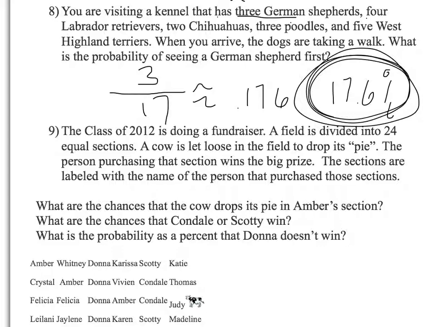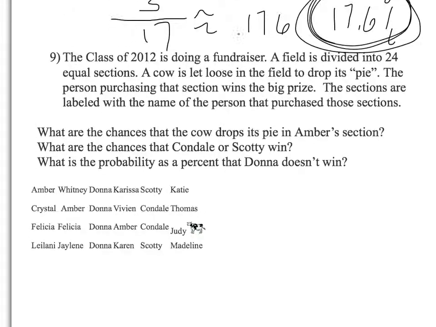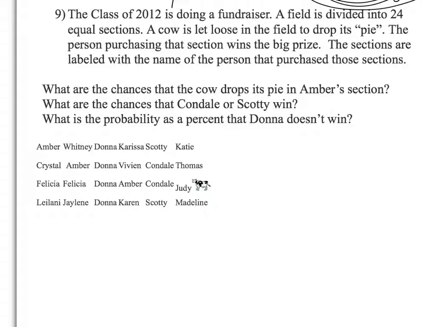So, the next couple involve a little bit more, so let's get down here really quickly. Now, it says the class of 2012 is doing a fundraiser. A field is divided into 24 equal sections, which you can see here. Yours has the grid around it, but that's essentially the sections right there. There's 1, 2, 3, 4, 5, 6 by 1, 2, 3, 4. So we have 6 columns and 4 rows.